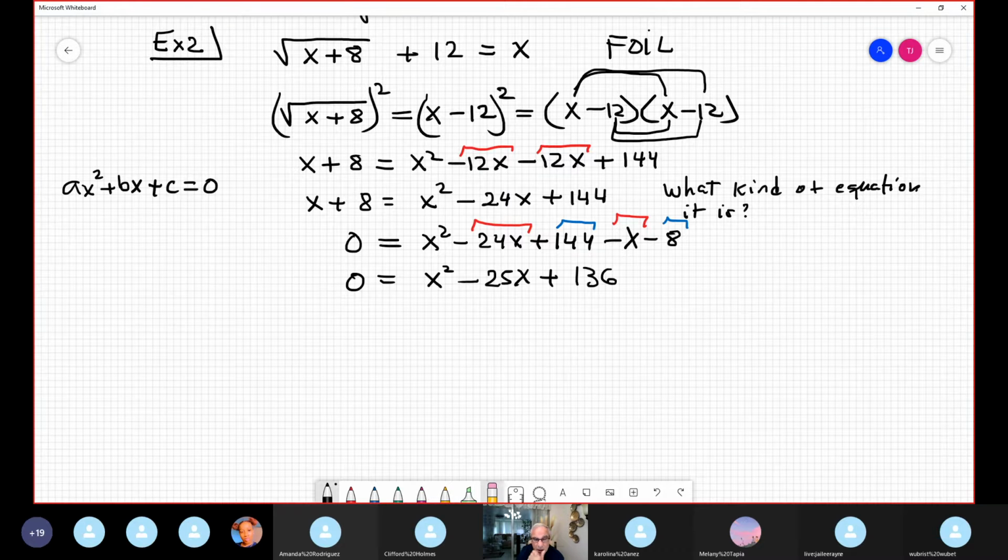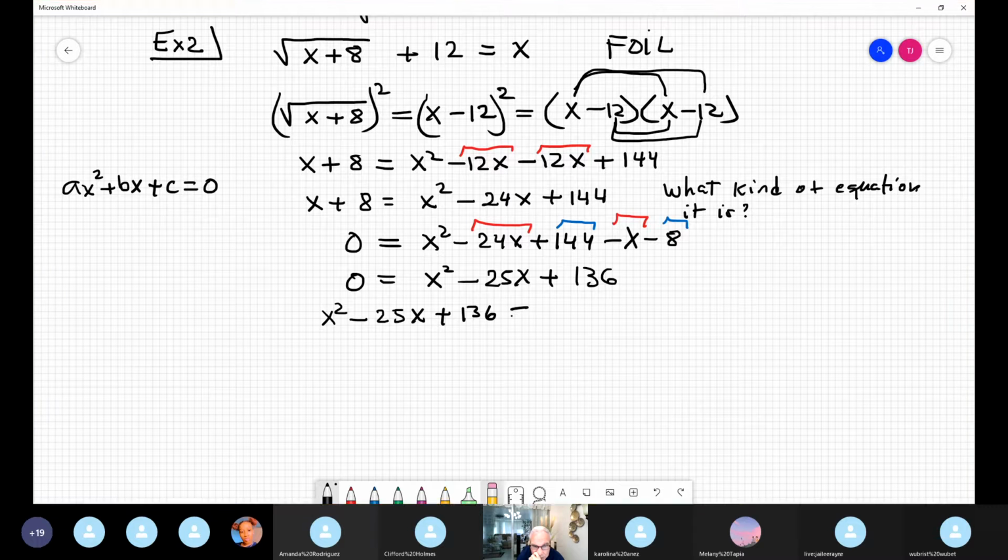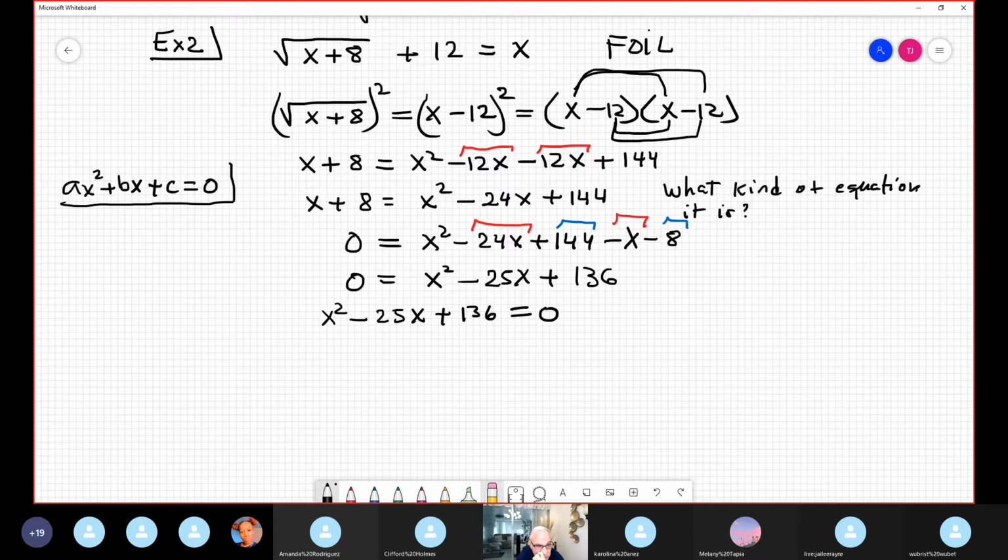Okay. However, I don't feel good. Almost is clear, but no. I interchange. I put it here: x squared minus 25x plus 136 equal to 0. Oh, nice. This is the quadratic equation. Exactly, we need to start the process.